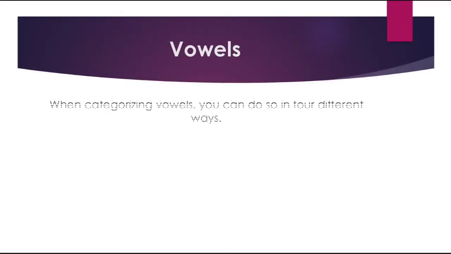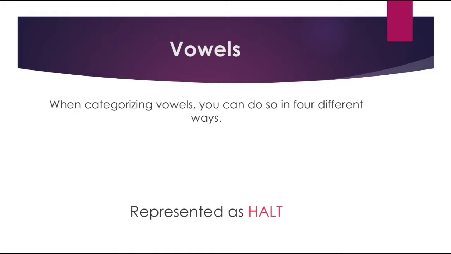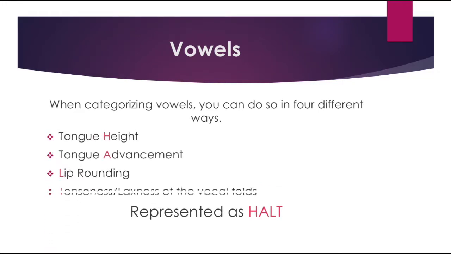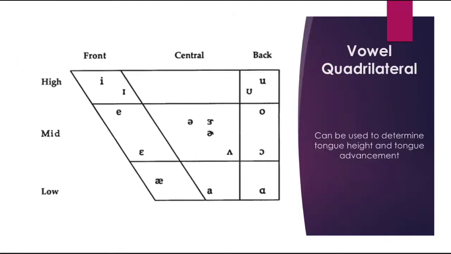Next we have the vowels. So vowels are categorized in 4 different ways, and that can be represented by the acronym HALT. That's going to stand for tongue height, tongue advancement, lip rounding, and the tenseness and laxness of the vocal folds. You can use the vowel quadrilateral to help you classify some of these. It can be used to determine tongue height and tongue advancement.